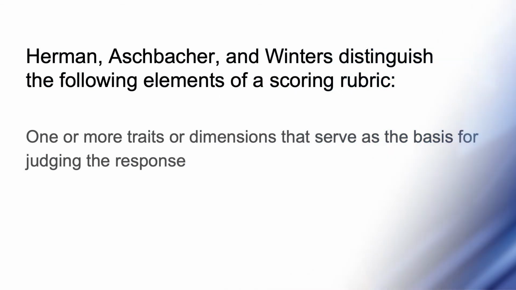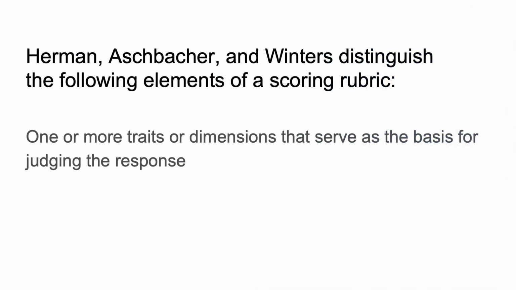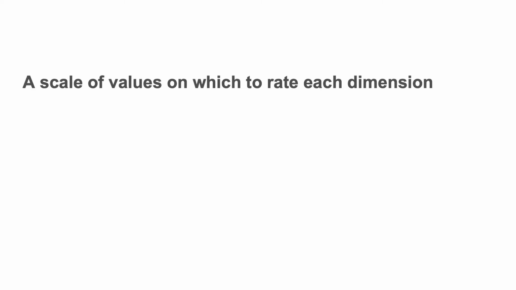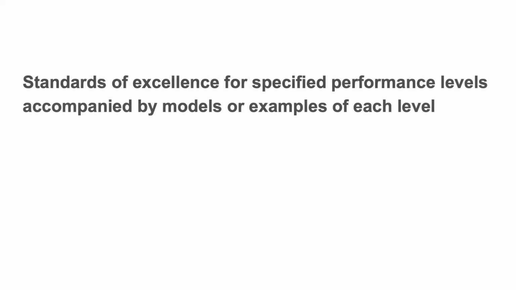Herman, Aschbacher and Winters distinguish the following elements of a scoring rubric: one or more traits or dimensions that serve as the basis for judging the student's response, definitions and examples to clarify the meaning of each trait or dimension, a scale of values on which to rate each dimension, standards of excellence for specified performance levels accompanied by models or examples of each level.